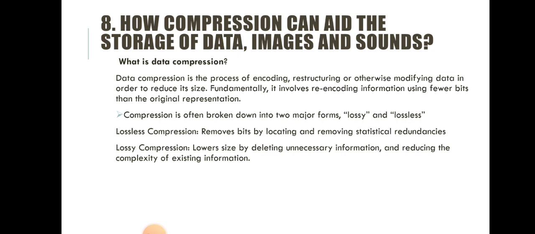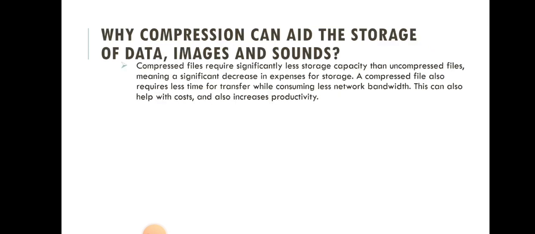Compression is often broken down into two major forms, lossy and lossless. Lossless compression removes bits by locating and removing statistical redundancies. Lossy compression lowers size by deleting unnecessary information and reducing the complexity of existing information.